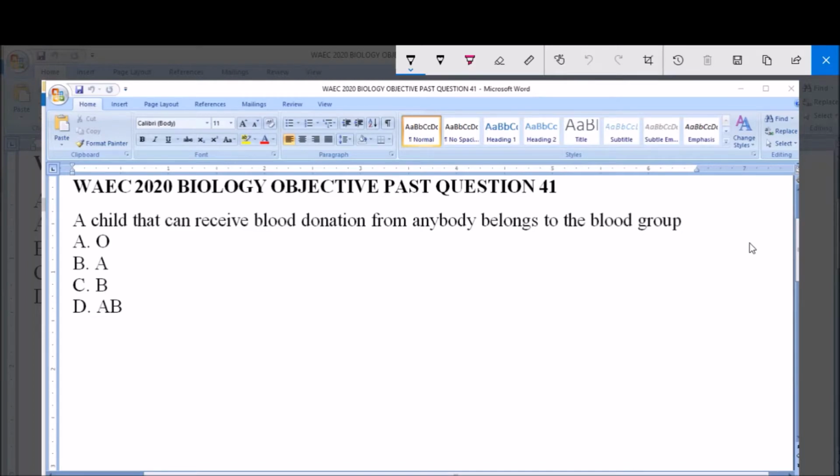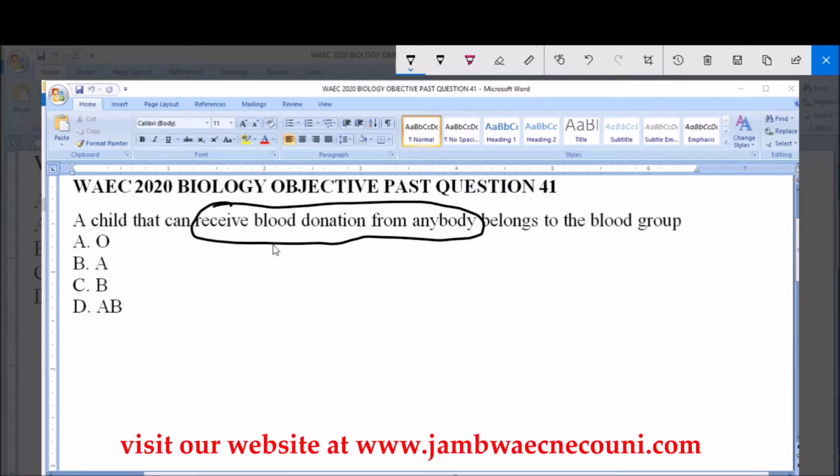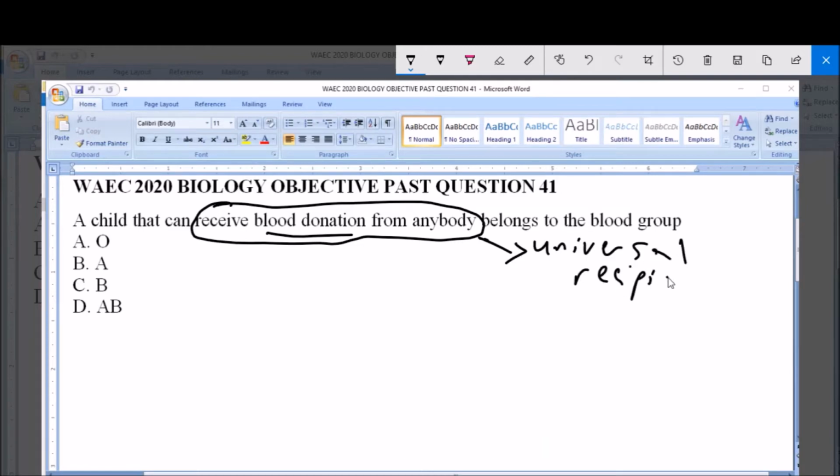A child that can receive blood donation from anybody belongs to the blood group: A, O, B, A, C, B, D, AB. So you have 4 blood groups here amongst the options, and you are asked for the blood group that can receive blood donation from anybody. If you have to rephrase this question, you can ask what blood group can receive blood from any blood group. So this category is known as the universal recipient. Universal blood recipient. So let's look at which of the options fit into that description.